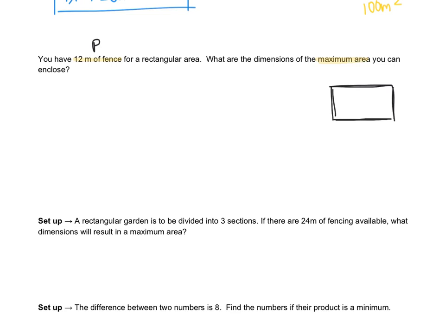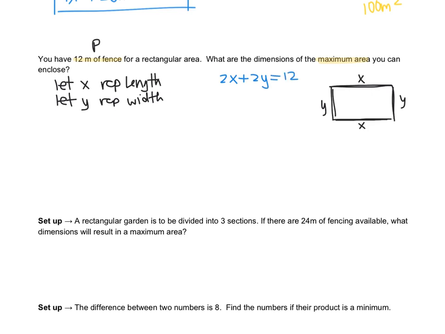So because I mentioned the dimensions, I know I need X and Y for length and width, and they don't give me any relationship between length and width. So my let statements will just be let X represent length, and then let Y represent width. And I'm just going to go to my diagram. I'm going to label my lengths and I'm going to label my widths. And if I add all 4 of those sides together, I'm going to get that 12 meters of fencing. So 2 x's and 2 y's add up to 12.